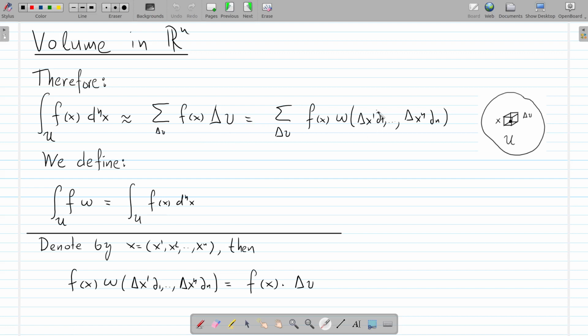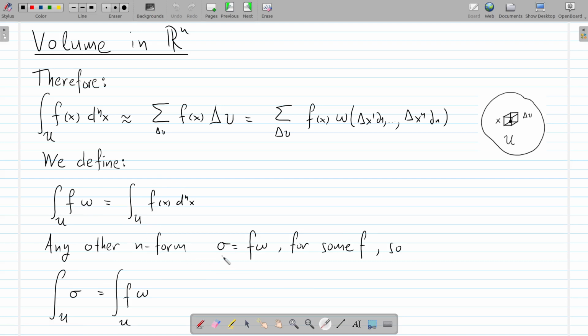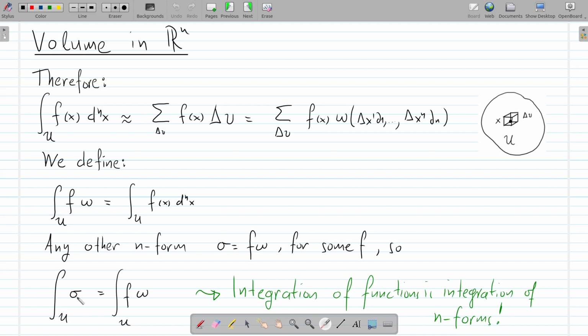So since this can be made independent of the choice of the coordinates in a way that we will shortly see, we define the integral of f times omega to be this n-dimensional integral that we know how to compute from calculus. Any other n form in Rn is a multiple of the n form omega by a function f. So the integral of f omega, the way that it has been defined here, is simply the integral of the n form sigma. So actually what we have with integration is not integration of functions, but integration of n forms.